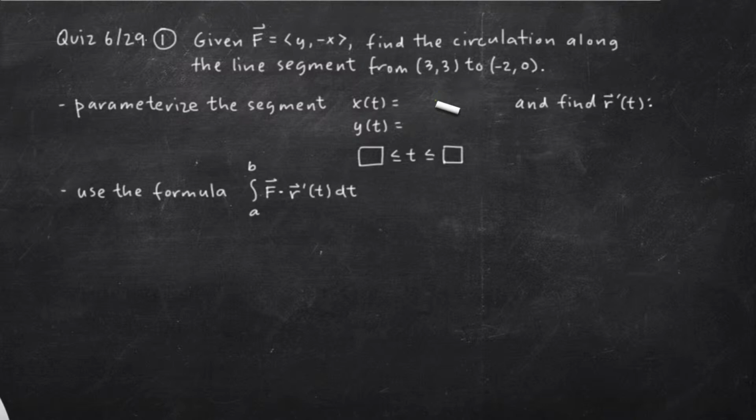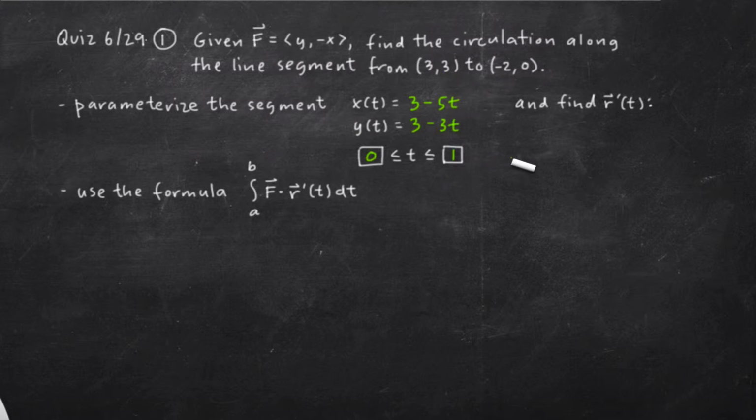Alright, so to parameterize the line segment from 3, 3 to 2, 0, we write the constants from the starting point, and we write the change from the starting point to the ending point. So that'd be negative 5t to get from 3 to minus 2, and then to get from 3 to 0 it would be subtracting 3. So we write 3 minus 3t, and then we let t range from 0 to 1. So that's the parameterization of the straight line segment.